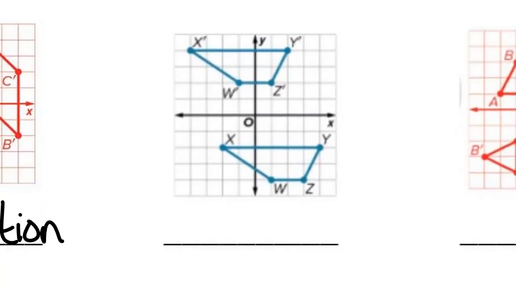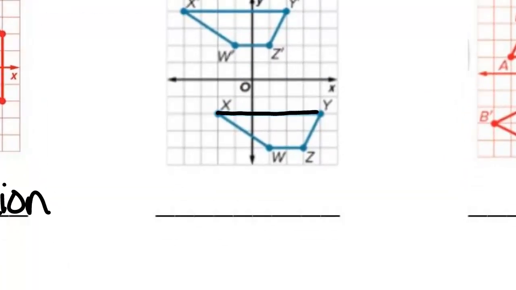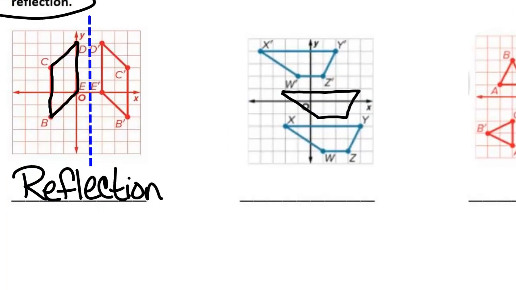All right, let's come over to the middle one. I'm going to use my tracing paper. I'm going to trace over this shape here, and I'm going to try to slide it to make it match the other one. Will I be able to make it match if I slide? Yes, which means this is what? This is a translation.